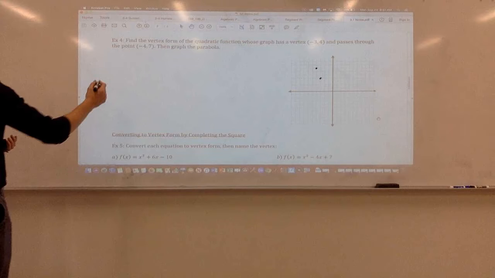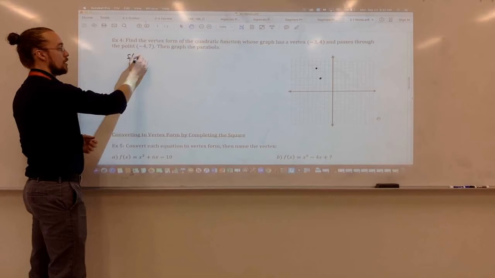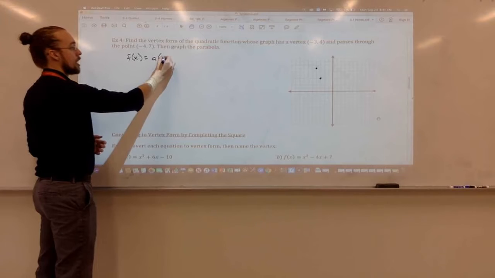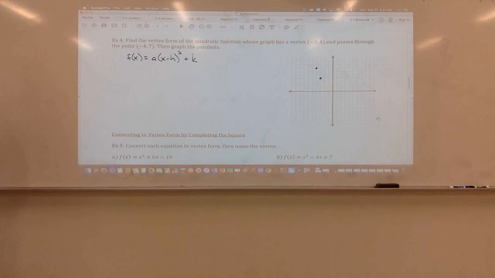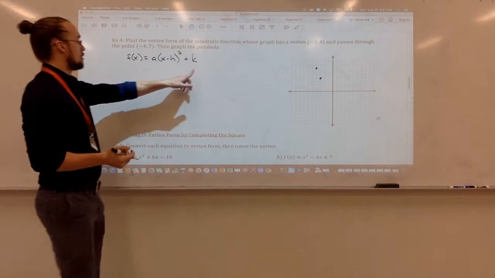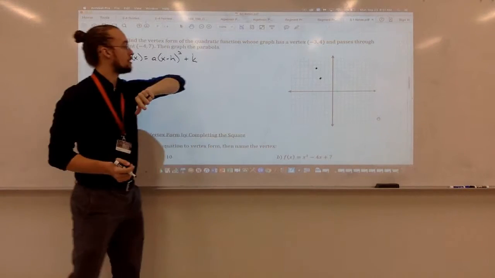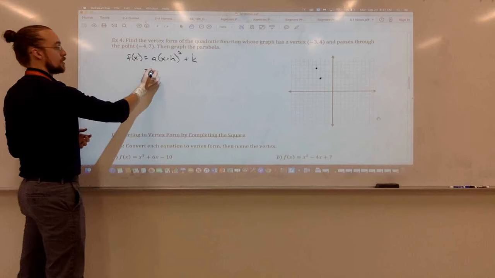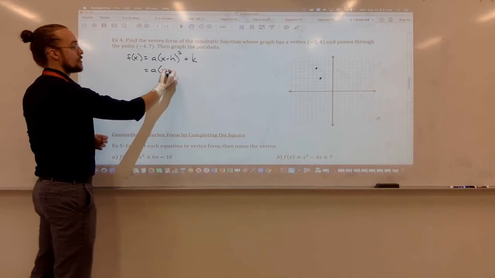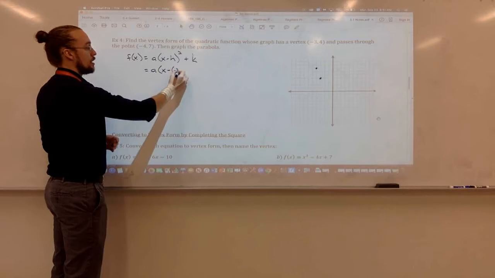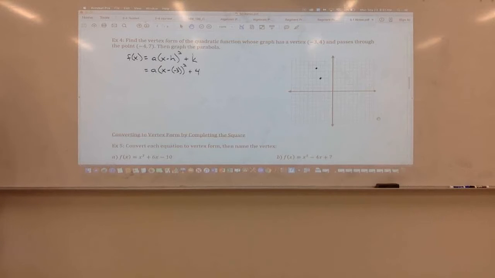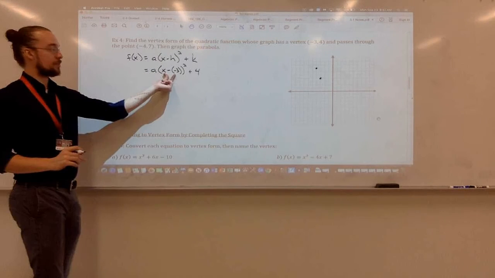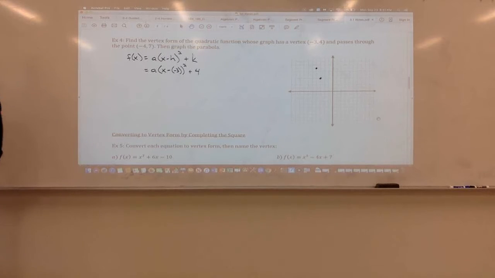If I'm thinking about vertex form, we know that it's f of x equals a times (x minus h) squared plus k. I know a couple of those pieces of information. I know my h and my k, so I can plug those in. I don't know an a value, though. So I'm going to say a times (x minus -3) squared plus 4. And we can simplify this. The x minus -3 would just be x plus 3.